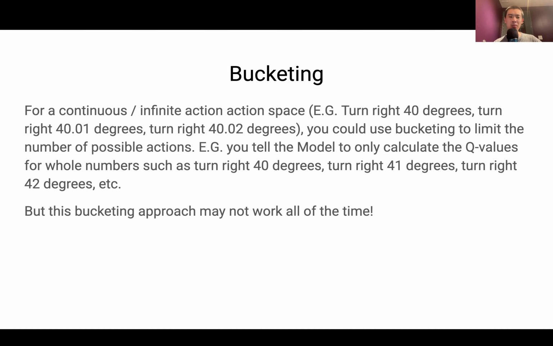But this bucketing approach may not work all the time. Maybe for turning the steering wheel only 40 degrees or 41 degrees, like whole numbers, it might work for a car. But what if we're trying to turn a vehicle that's really big or really small? Maybe bucketing will only work for some of those approaches. I hope that makes sense. Like, bucketing can be a solution, but it may not work all of the time. So what could we do?